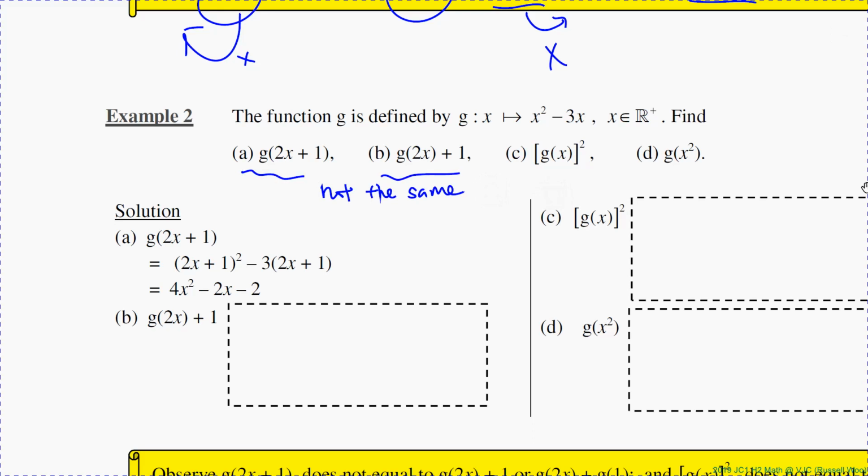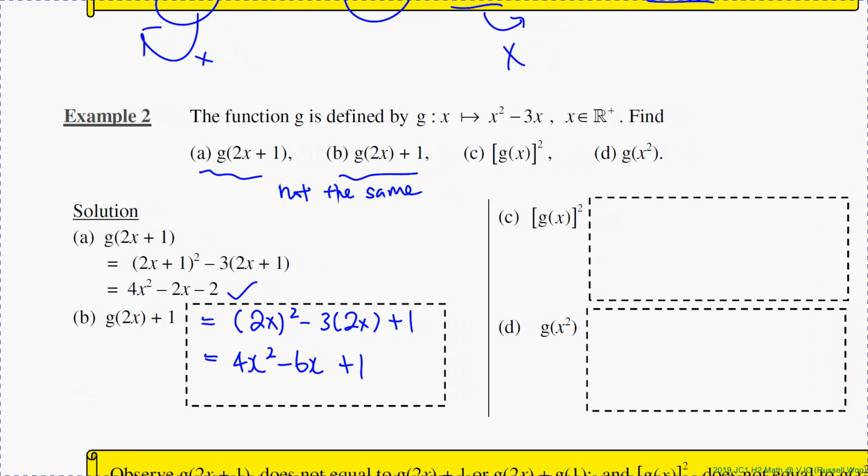We can easily work it out. G(2x plus 1), I think this is not difficult, it's just a bit of expansion, we're done. I just need us to really work it out. G(2x) plus 1. What you need to do is to replace the x with 2x. You realize that this is 4x squared minus 6x. Right? Then you realize that these two are not the same.